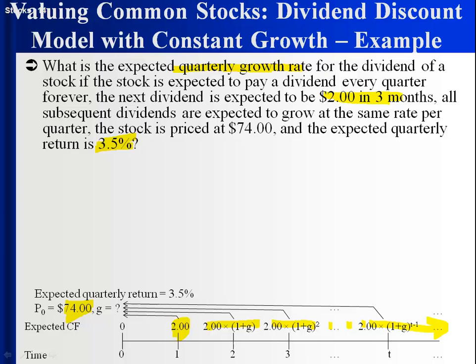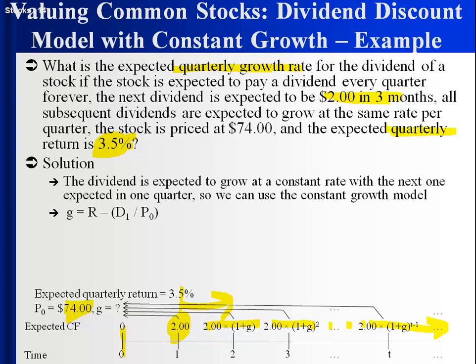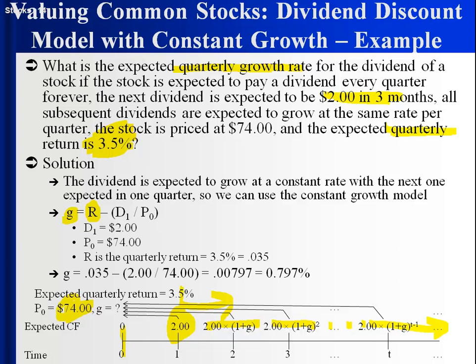So everything that we're given is in terms of quarters. So again, we can say, aha, the price today, that 74, is equal to 2 over r minus g, because we're told that it grows at a constant rate. We just want to know what is that rate so that the present value of this infinite stream of dividends discounted by 3.5% per quarter is equal to 74. Well, if you do some algebra, g, the growth rate, is equal to r, which we're given as 3.5%, minus d1, which is $2 over p0, which is $74. And we see that the growth rate is just under 0.8%.